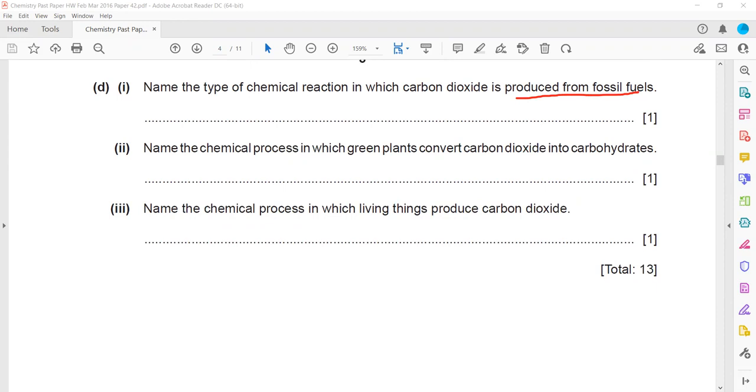So when we produce carbon dioxide by burning the fossil fuel, what do we call it? We call that combustion, or we can also say burning, because we burn coal, we burn hydrocarbon that produces carbon dioxide. Name a chemical process in which green plants convert carbon dioxide into carbohydrate, that is known as photosynthesis. And name a chemical process in which living things produce carbon dioxide, we call that respiration.